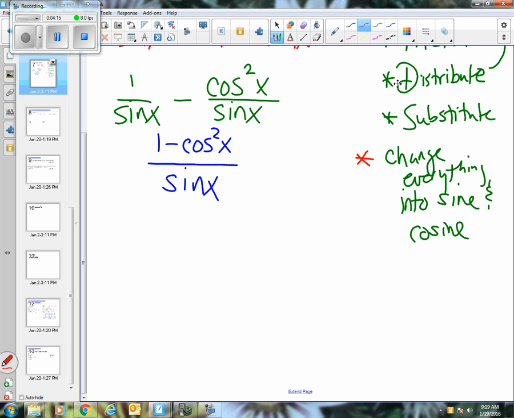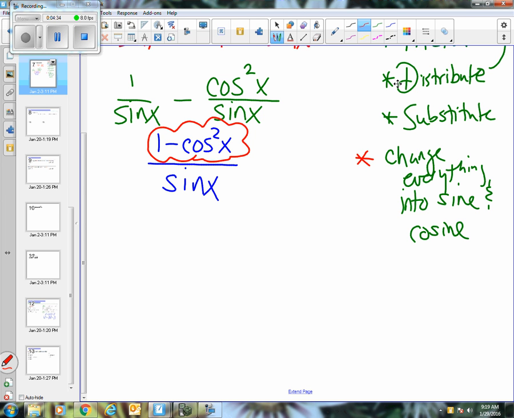And what do I mean by better? Fewer operations and fewer functions. If I can get it down to just single operations or single functions, that's better. Right now, I still have subtract and divide, and I still have cosine and sine. So look on your pink sheets, on your formula sheets, your identities, and see if you have anything for that. 1 minus cosine squared.